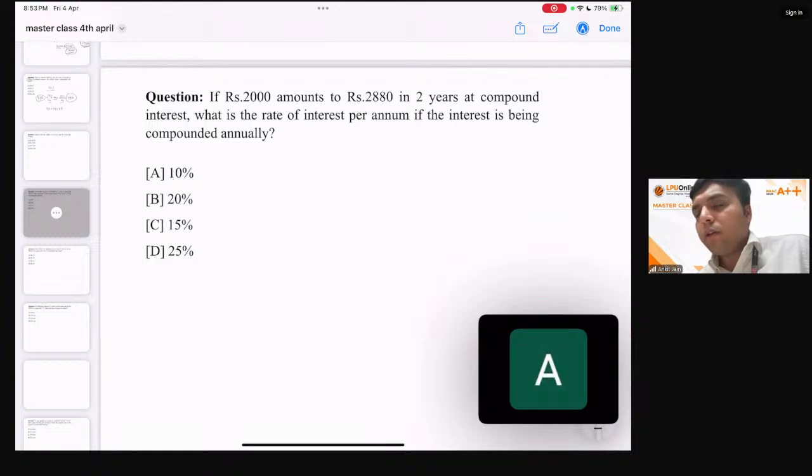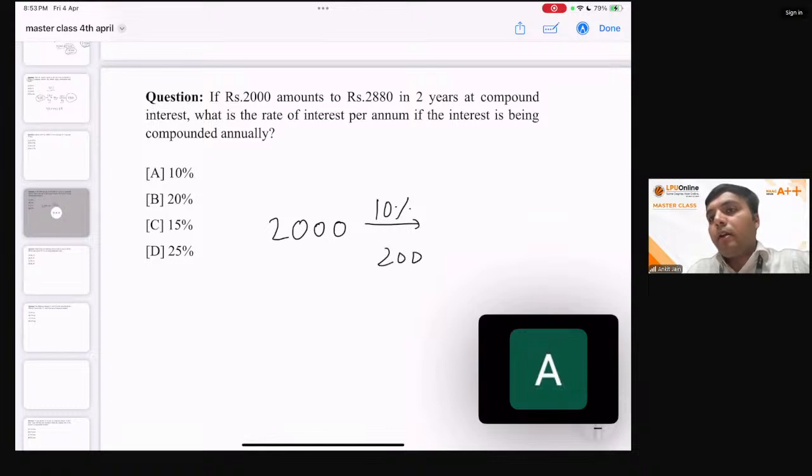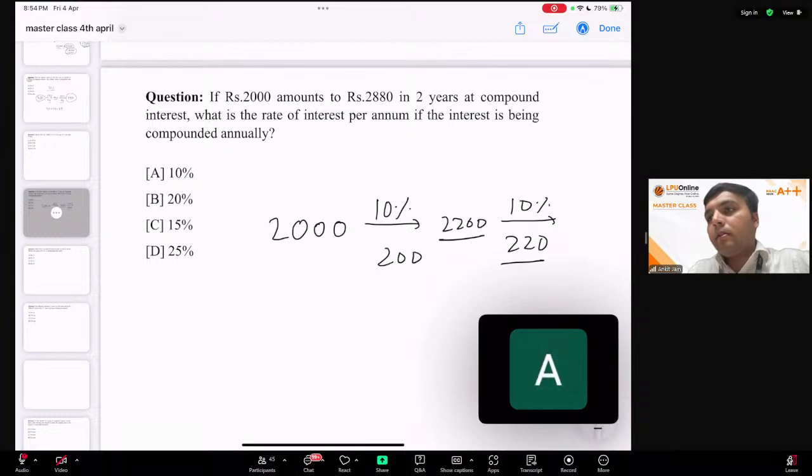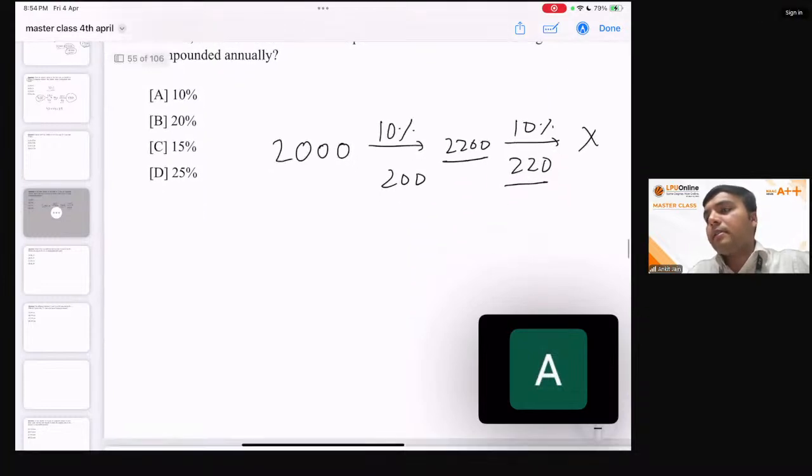So in this case, the best method is to pick a value from the options. Let's say the answer is 10%. So check 10% first. 10% of 2000 is 200, it becomes 2200. Then 10% of 2200 is 220. 2200 plus 220 is not 2800. So 10% is not the answer.